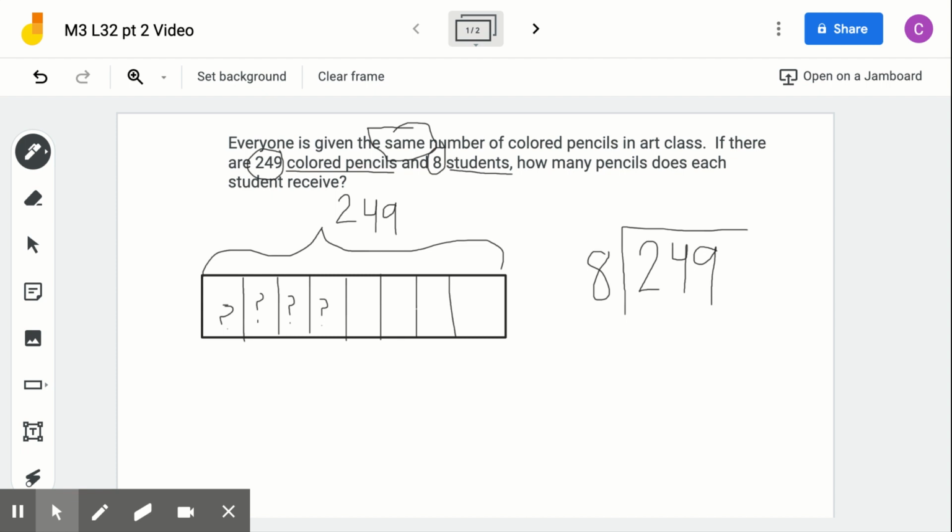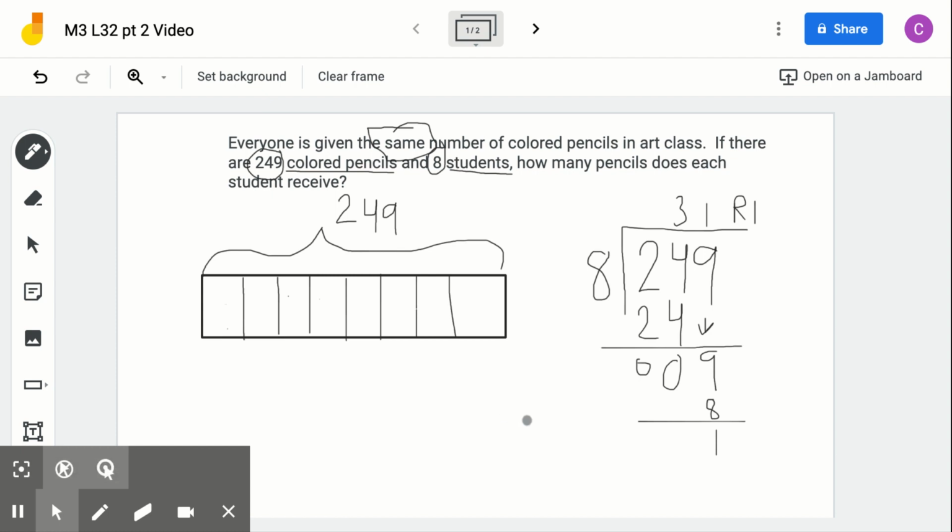So go ahead and press pause. And on your whiteboard, I would like you to solve 249 divided by 8. And when you're ready, go ahead and press play and let's see what we came up with.